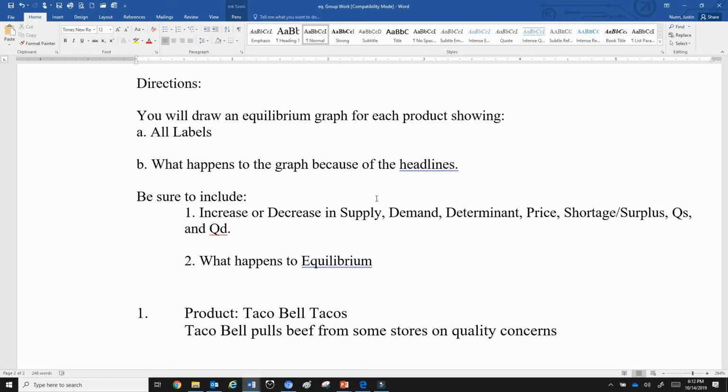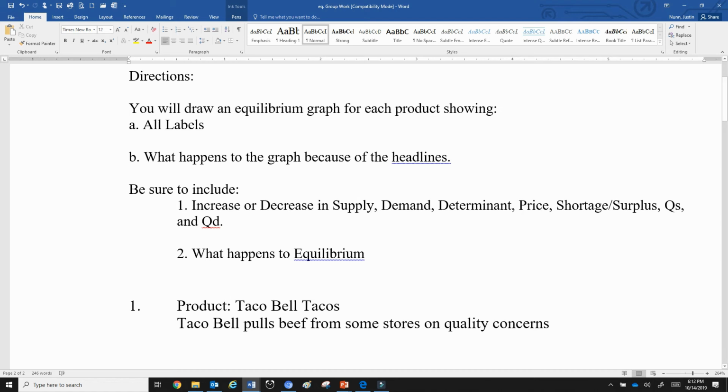So for the directions, you're going to draw an equilibrium graph for each product showing all labels, what happens to the graph because of the headlines, and make sure that you include increase or decrease in supply, demand, determinant, price, shortage, surplus, quantity supplied, and quantity demanded. And then what happens to equilibrium. So show all of this on the graph. Also write the little stuff to the right, the little column stuff.